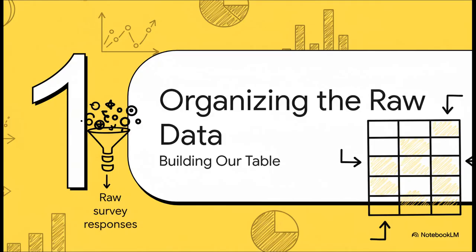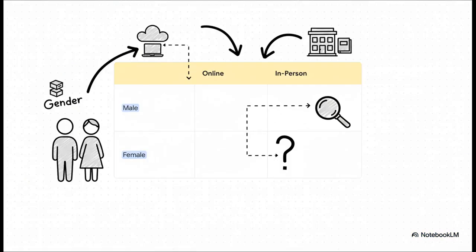Okay, first things first, we have to take all our survey answers, this jumble of raw data, and bring some order to the chaos. We're going to build our table from scratch and turn those messy numbers into something we can actually work with. Here's our blank canvas.